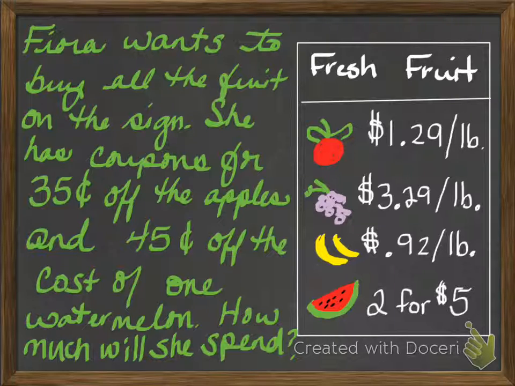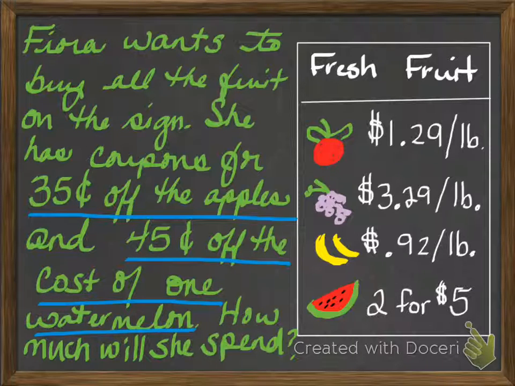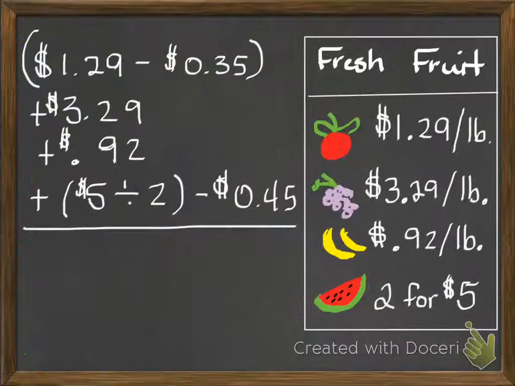So my important information here is on the sign. I can see that the apples are $1.29 a pound, grapes are $3.29 a pound, bananas are 92 cents a pound, and then the watermelons are 2 for $5. I also know that Fiora wants to buy all of the fruit that's on the sign, and she has coupons for 35 cents off the apples and 45 cents off the cost of one watermelon. I have to figure out how much she is going to spend if she buys everything and uses her coupons.